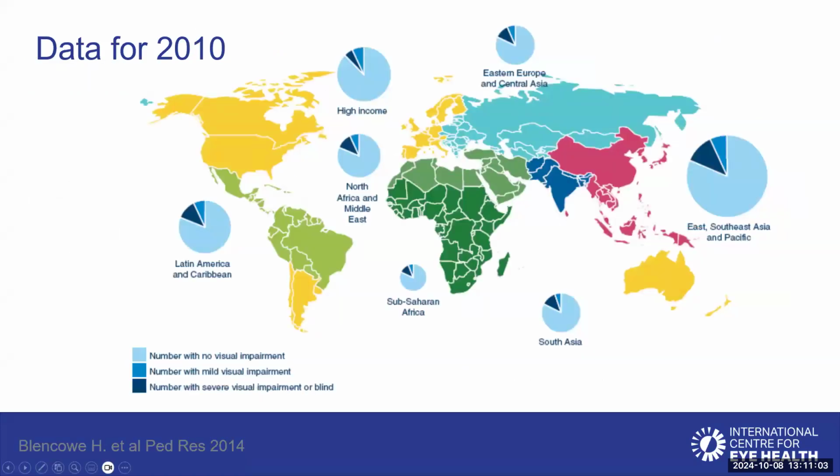This is where those ROP blind and visually impaired babies were in the year 2010. The dark blue wedge is the babies who are blind, and the darker blue is those who are visually impaired. I anticipate that the revised estimate for 2020, which we're just embarking on now, this map will look very different, with more in African countries.